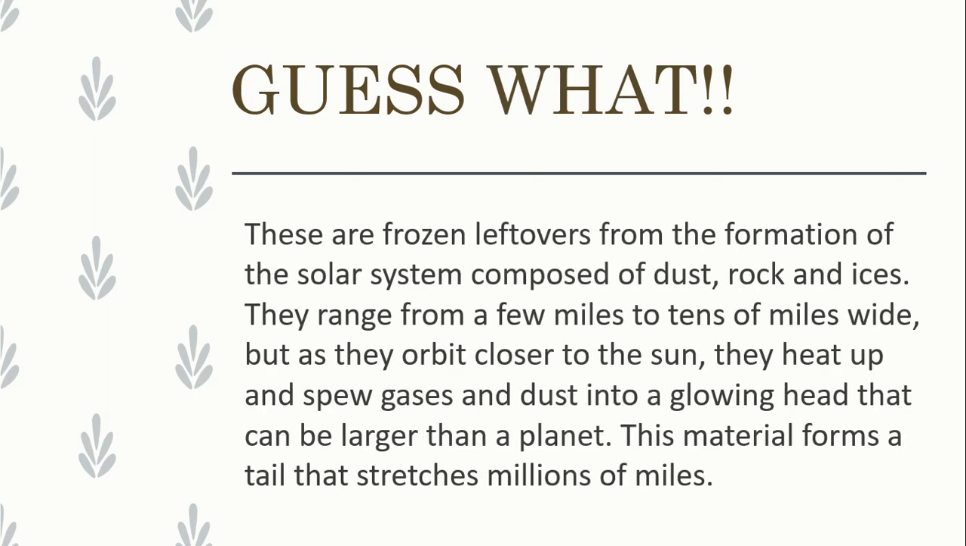Before we define what is arithmetic sequence, let's have a trivia. Guess what? These are frozen leftovers from the formation of the solar system composed of dust, rocks, and ices. They range from a few miles to tens of miles wide. But as they orbit closer to the sun, they heat up and spew gases and dust into a glowing head that can be larger than a planet. This material forms a tail that stretches millions of miles.